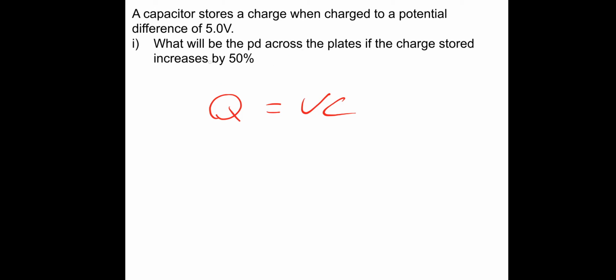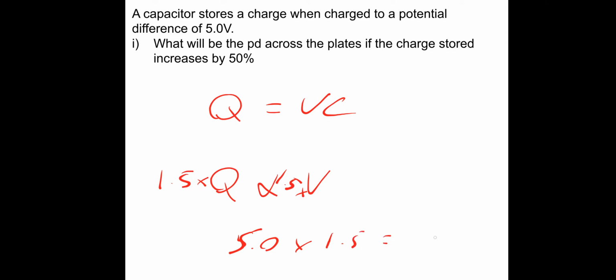So if we increase the charge by 50%, then the voltage would also increase by 50%, because capacitance is a constant. So we've got the charge is directly proportional to the voltage. So if we increase by 50%, we've got 1.5 times the original charge. We would also have to have 1.5 times the original voltage. So we simply need to do the 5 volts multiplied by 1.5, which gives us 7.5 volts. Hopefully that went okay. Let's move on to the next one.